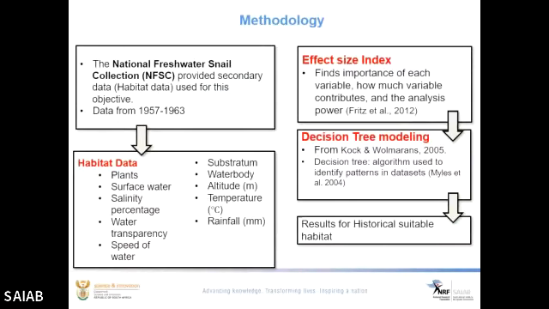To characterize the historic suitable habitats of Bulinas scabrossus in the district, the National Freshwater Snail Collection provided secondary data used for this objective. The data range from 1957 to 1963. This raw data included the plants, surface water, salinity percentage, water transparency, speed of water, substratum, water body, altitude, temperature, and rainfall when collecting samples. The effect size was used to find the importance of each variable and how much the variable contributes in the analysis power. The decision tree was used to identify patterns in the data sets. The results were in table format.